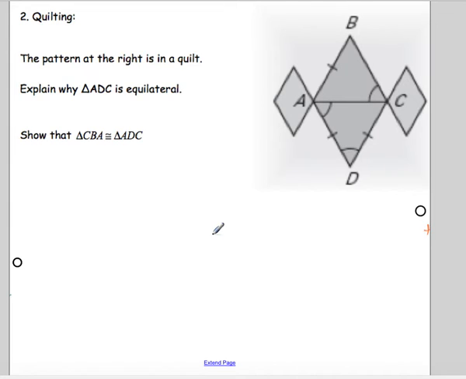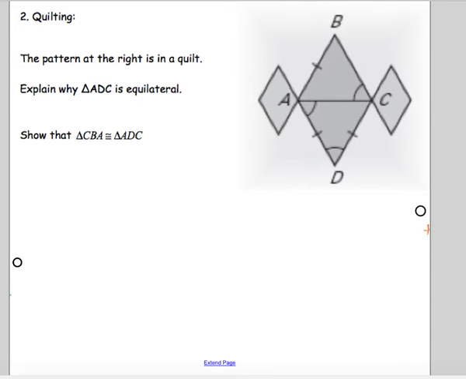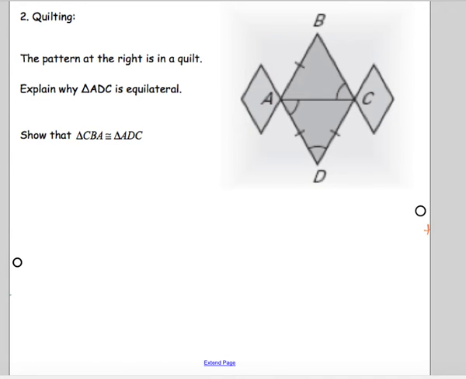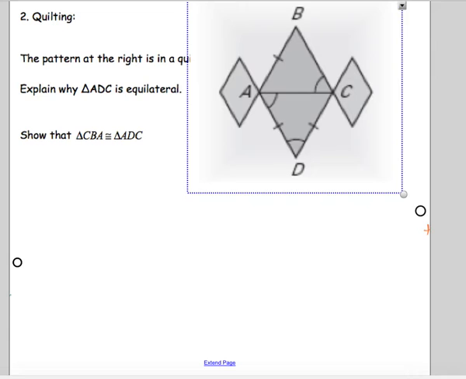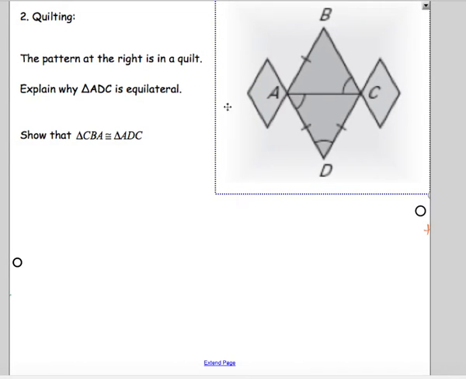Then on the same page it has this one about quilting, and I have my answers written out, and I'll pull them from the side in a moment, but just to look at the picture, and I know that your picture is very small, the main thing that we want on the picture are these triangles in the middle here. We're trying to explain why ADC is equilateral first, and then we're going to try to show these two triangles congruent to each other.